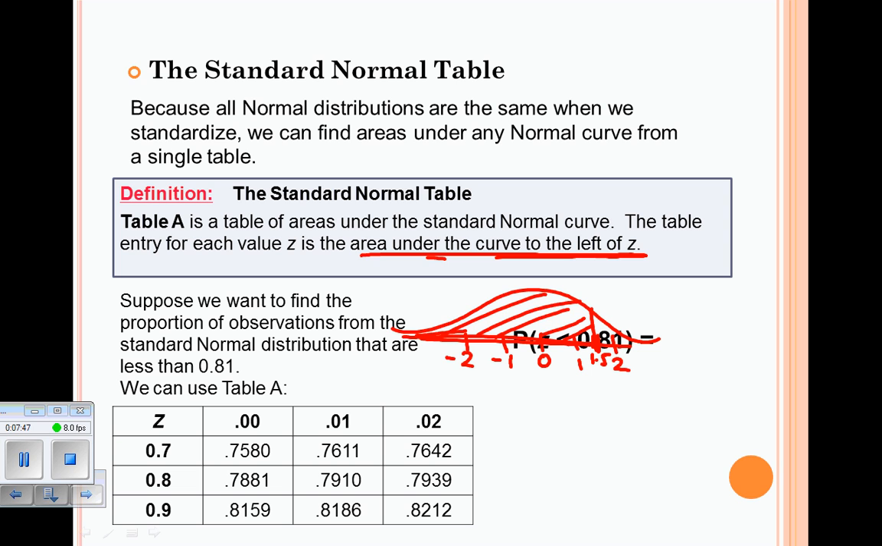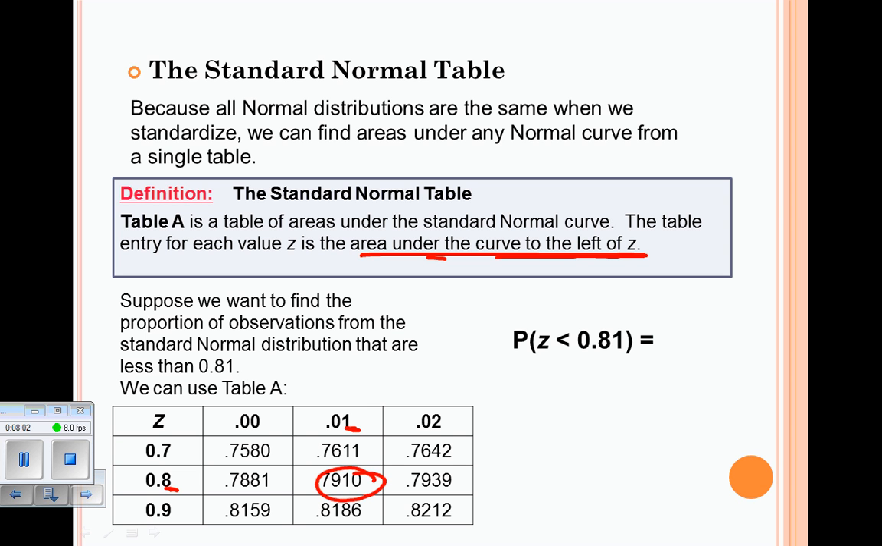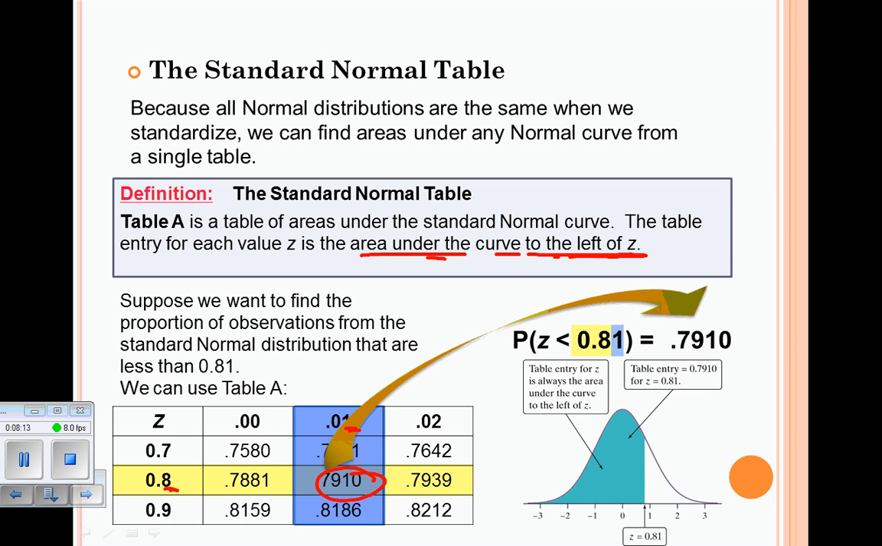So let's say that I wanted to find the proportion of observations that are less than 0.81. So in my table, for my z's, I want to go to 0.81, and here I can see that I get out 0.7910. Now, tables are great.